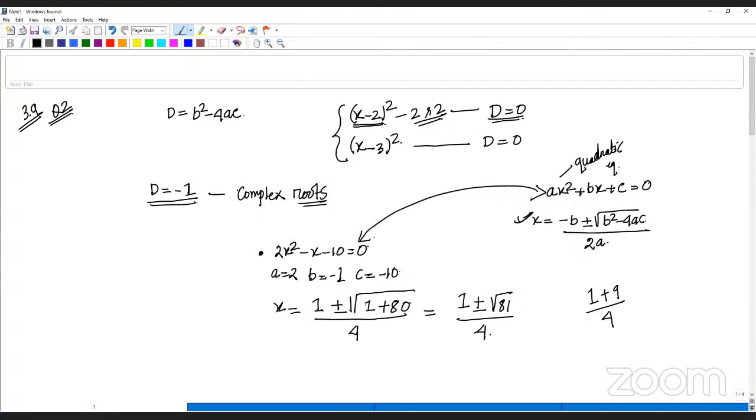It's 10 by 4. You just need to plug the values. It's a matter of calculation, maybe 30 seconds or less, and you will get it. So this is 10 by 4, which is 5 by 2. Yes, it is 5 by 2. And the other one is minus 8 by 4, which is minus 2.